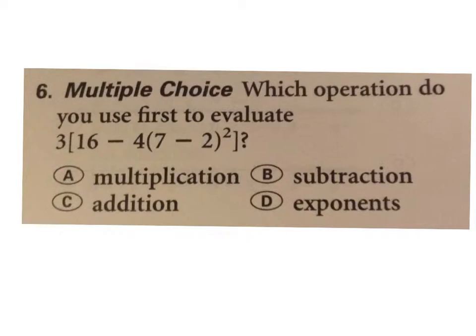Which operation do you use first to evaluate? You have to go to brackets first. So here are the brackets. And inside the brackets you go to the parentheses. You can't do anything with the exponent until you do this. 7 minus 2 is going to be 5. So you would have to do subtraction before you do anything else.